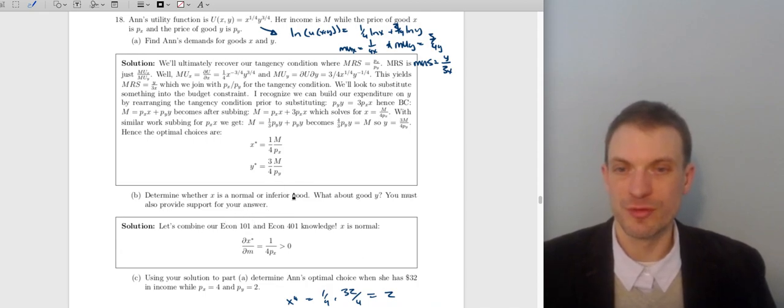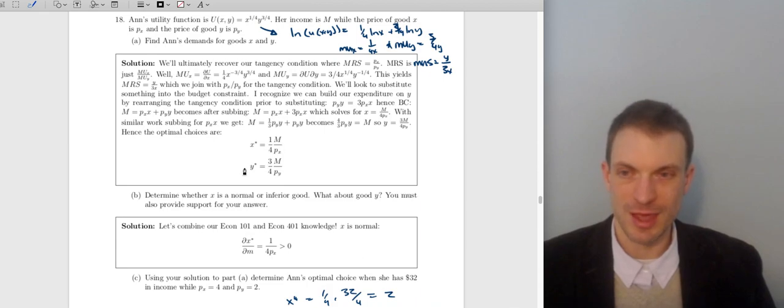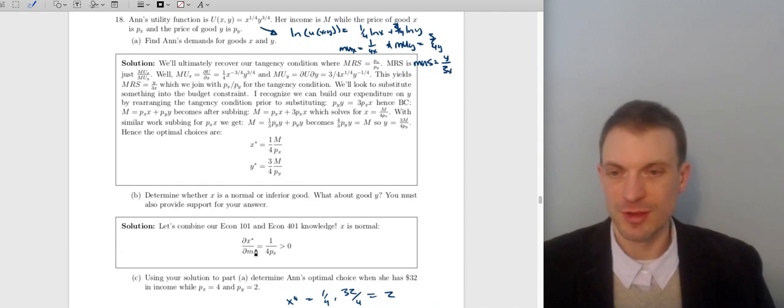Determine whether it's a normal or inferior good. M, income, appears in the numerator. So if you take the partials of the demands, dx dm, dy dm, they're both going to be positive. Right, that's this right here. So they're both normal goods.